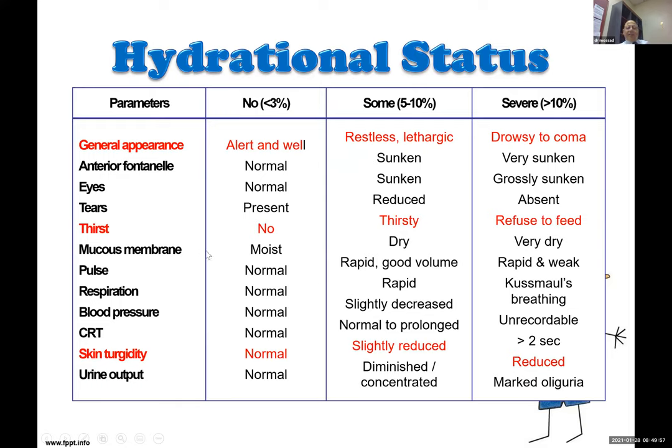What about the mucous membrane? Is it moist or dry? What about the pulse? Is it normal or rapid? Okay, but with time it may be weak. Okay, what about the respiration? Normal or Kussmaul breathing? What's Kussmaul breathing? Anyone knows?